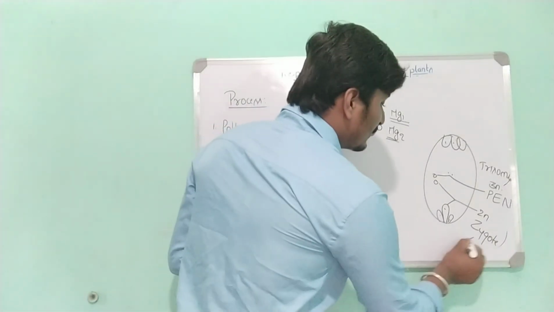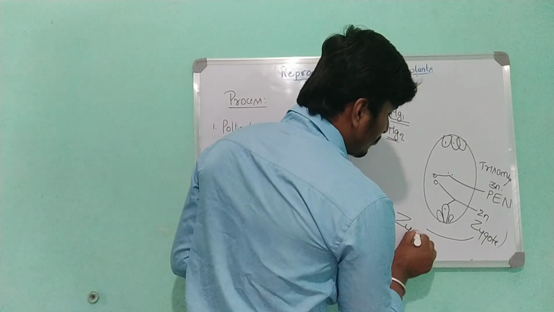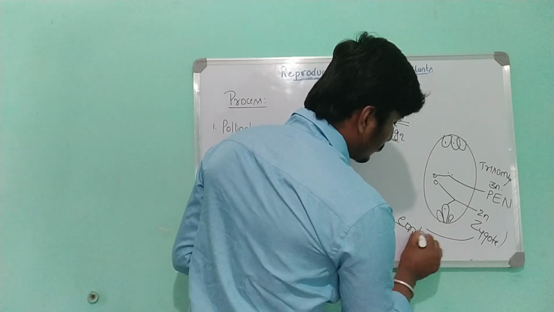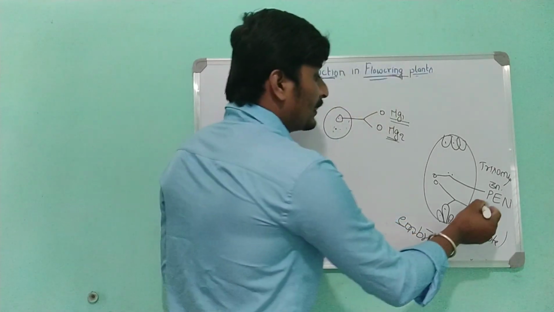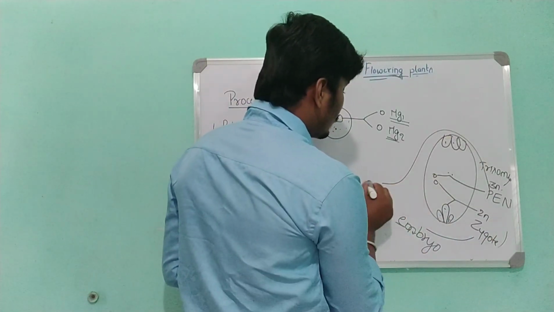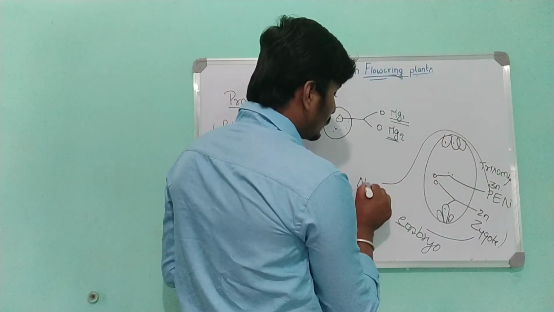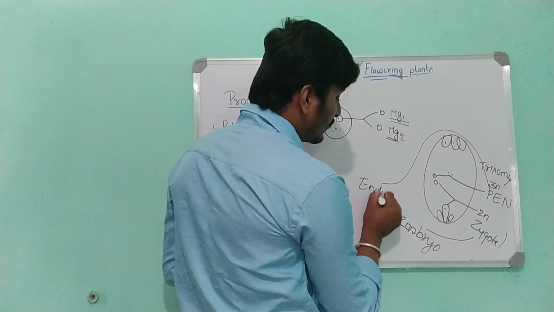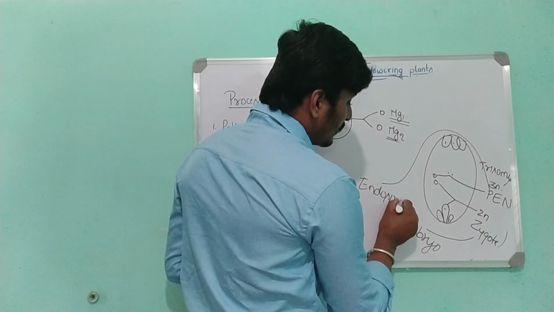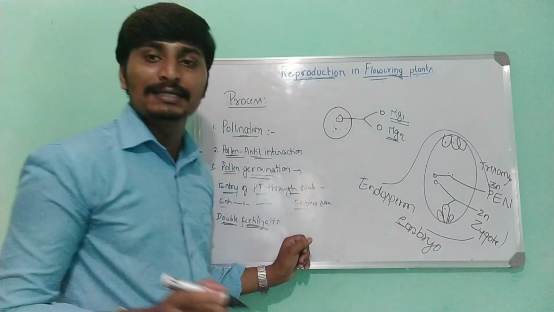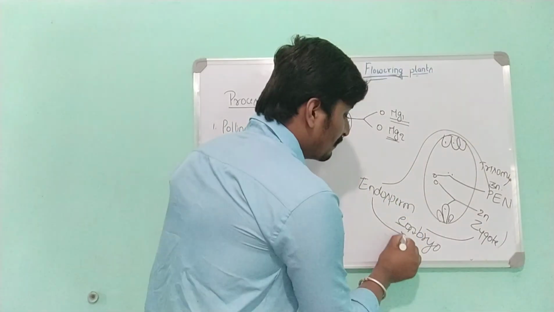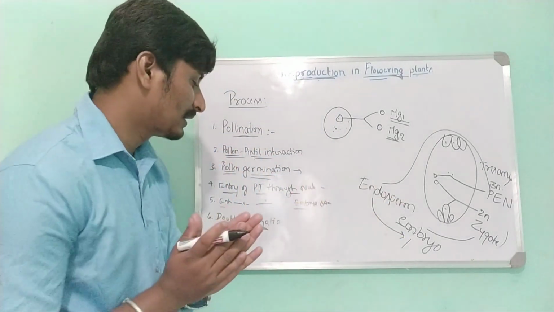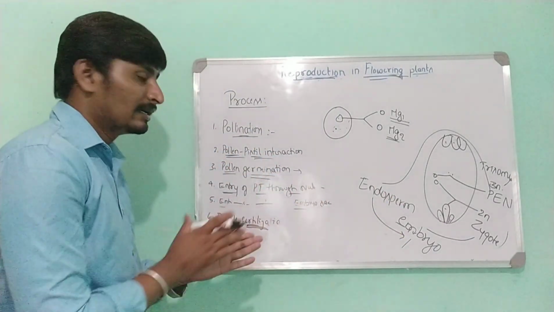The zygote later develops into the embryo. The primary endosperm nucleus later develops into a nutritive tissue called endosperm. Endosperm supplies nutrients to the developing embryo. So, do you understand double fertilization?